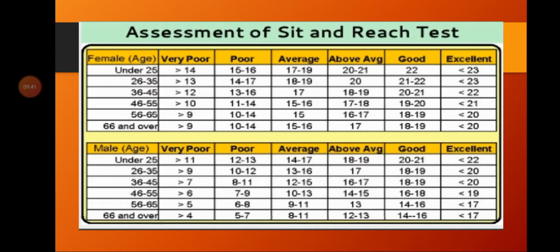For the male category, under 25, below 11 is considered very poor and above 22 is considered excellent. Then between the age category of 26 to 35, below 9 is considered very poor, and above 20 is considered excellent. And the category 36 to 45 years of age, below 7 is considered very poor, and above 20 is considered excellent.